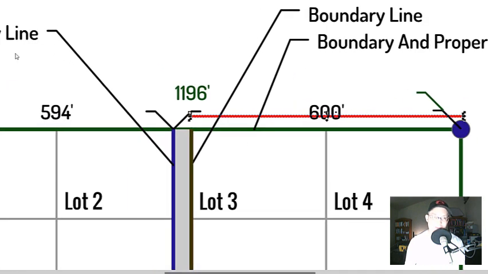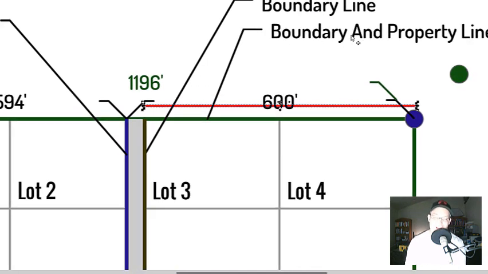So now we've got four types. We've got a property line. We've got a boundary line. We've got lines that are both boundary and property lines. And now we've added another wrinkle. This is a line of possession, and it will more than likely never become a property line because you can't adversely possess against the public.